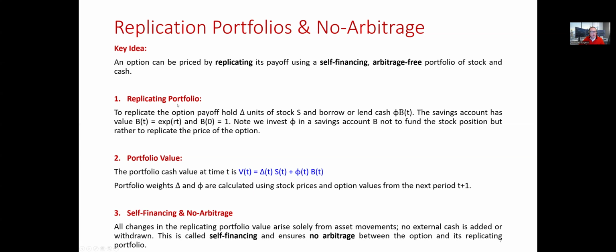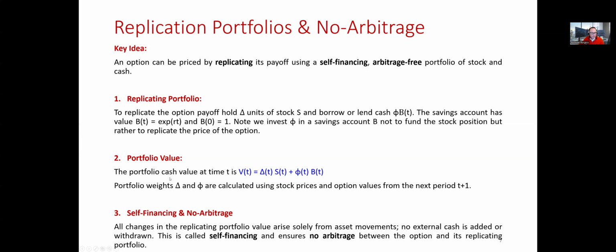So the first thing is we create a replicating portfolio to replicate the option payoff. We hold delta units of the stock S, and we borrow or lend a cash amount of phi B_T. B_T is the savings account. The savings account has a value of exponential rT, and at inception, the savings account has a value of 1. So this is like a discount factor, but this is a growth factor. And we invest phi in a savings account B. And the idea is we're not trying to fund the stock position, but we're trying to replicate the option price. That becomes clear in the next step.